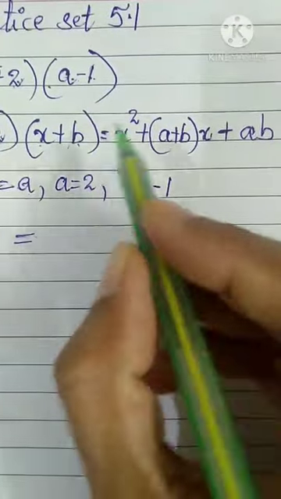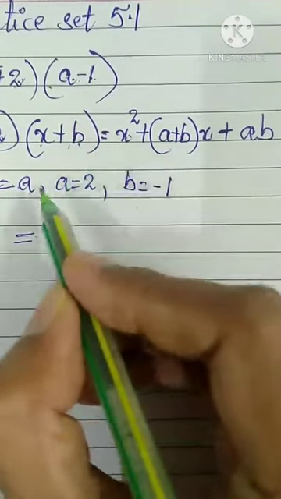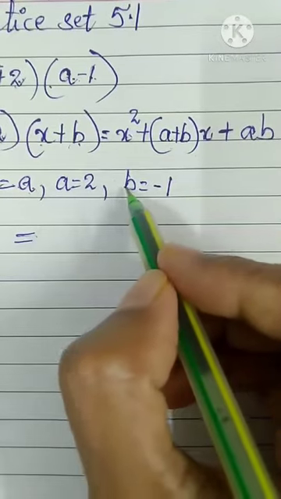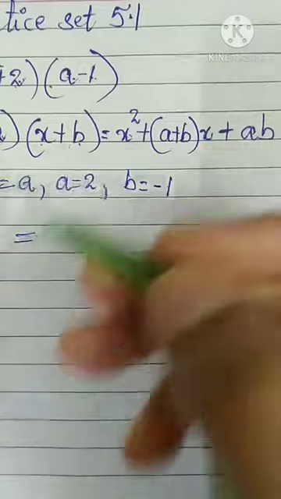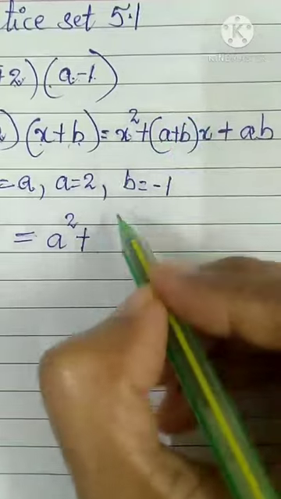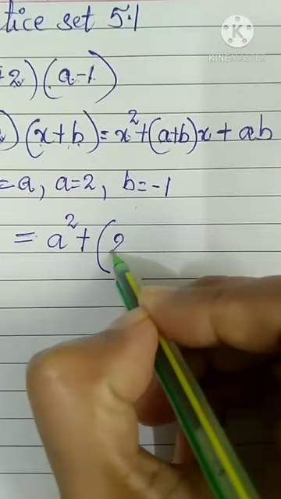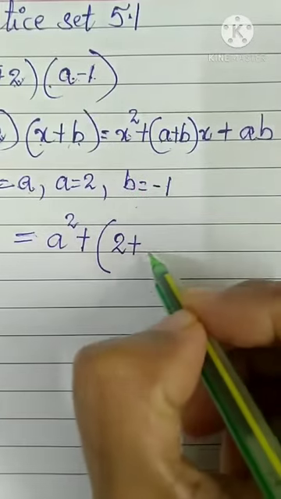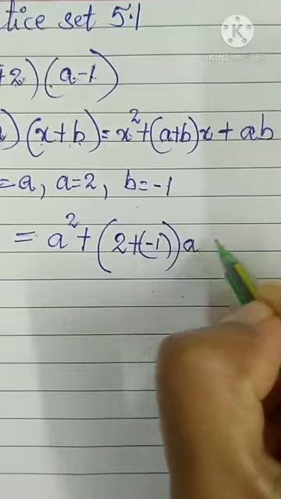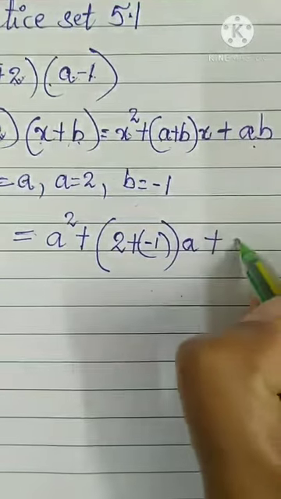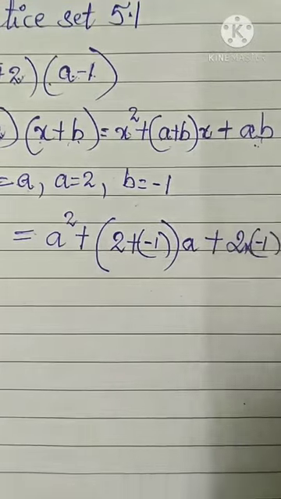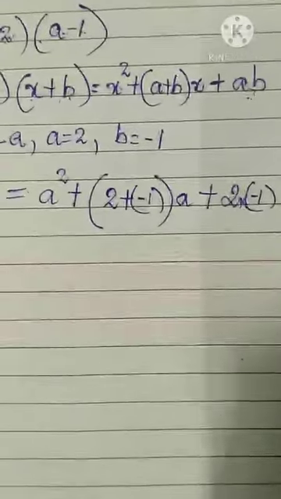So start with equal to. Wherever you see x, you will write a. Wherever you see a, you will write 2. Wherever you see b, you will write minus 1. So say and do. In place of x, we will write a square plus bracket start, a is 2, plus, what is b? b is minus 1. Write it in bracket. And x is a, plus a is 2, multiplied by b is minus 1. Minus sign you put in bracket so that you have no confusion.